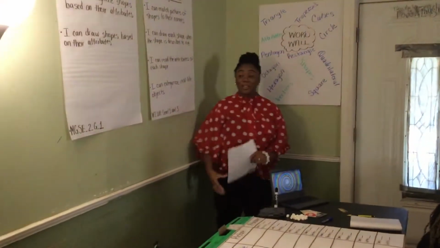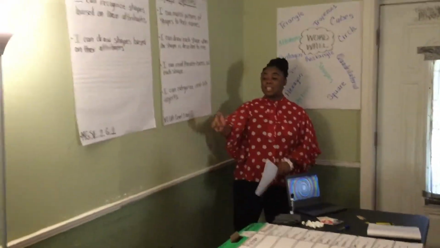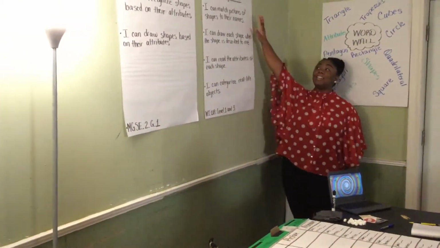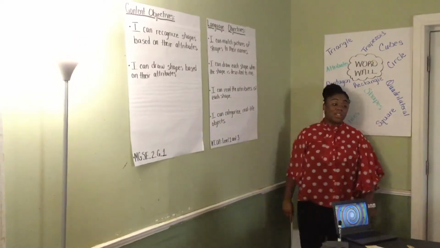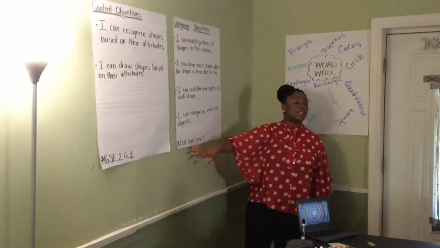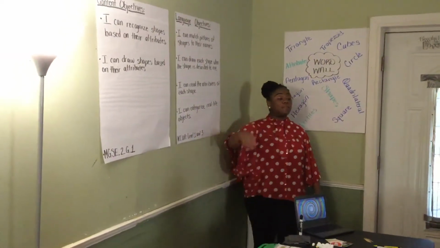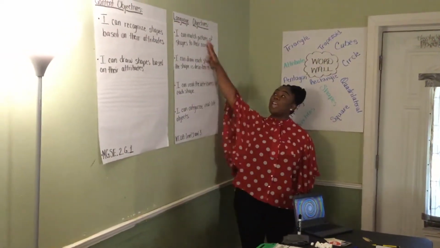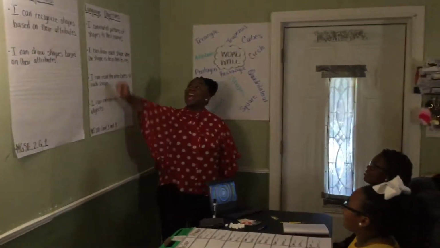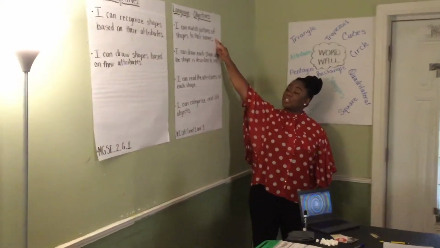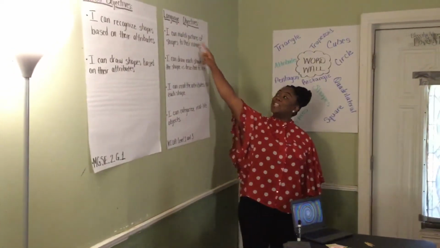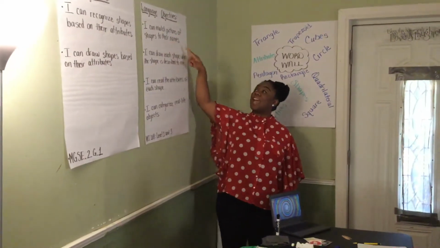Good job. Our standard that we're going to be covering today is MGSE 2G1. Our language objectives today, we have quite a few. We're working on the WIDA standards, level 1 and level 3, which are developing standards. So our language objectives, I'll read them and then you repeat. You ready? I can match pictures of shapes to their names. Repeat. I can match pictures of shapes to their names.